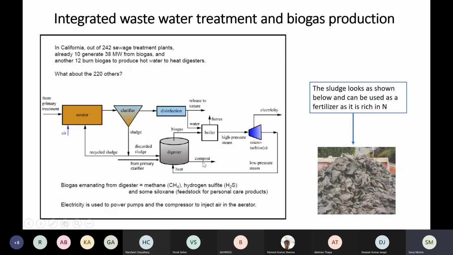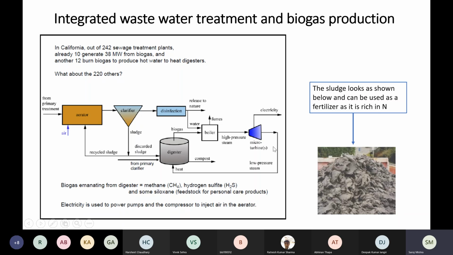Okay, so is this clear to everybody as to how an anaerobic digester can be coupled to the existing wastewater treatment plant? Is this picture clear to everybody? Yes, ma'am. Okay.